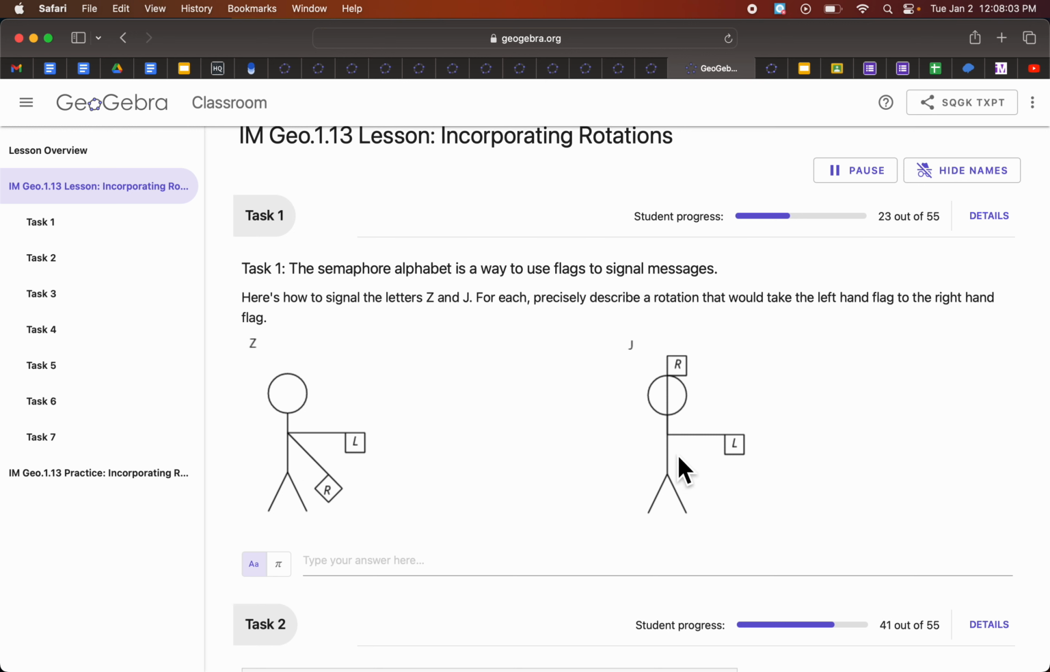So here's the J, right? And it says, how would you get the left-hand flag to go to the right-hand flag? Well, here the left-hand flag would have to move from here up to here. And notice that this is the opposite direction. This one spun around this way, clockwise. This is called counterclockwise because it goes counter to the normal way that the clock turns. And here you can see also that the shoulder would be the pivot point or the center of rotation, and the left hand would move up here at a rotation of 90 degrees because that looks like a 90-degree angle.